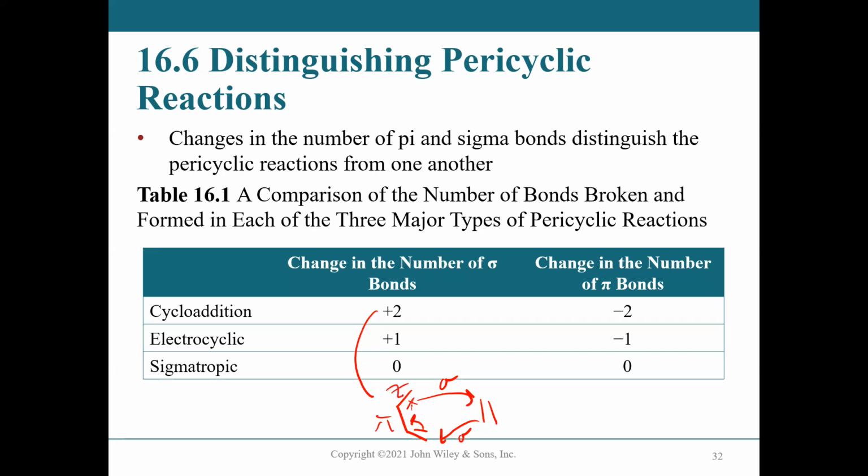I should draw it with a Z. We lost a pi bond here and we lost a pi bond here. Draw it this way, it's easier. That way you can keep track of it. So you can see in this case, we had 3 pi bonds. Well, now we lost 2 pi bonds, right? But we gained 2 sigma bonds.